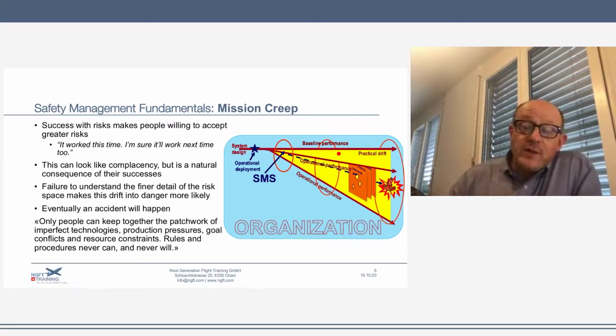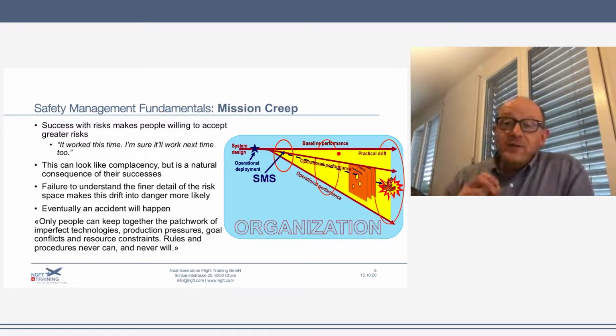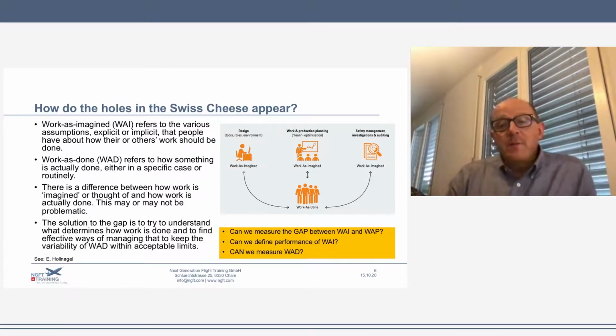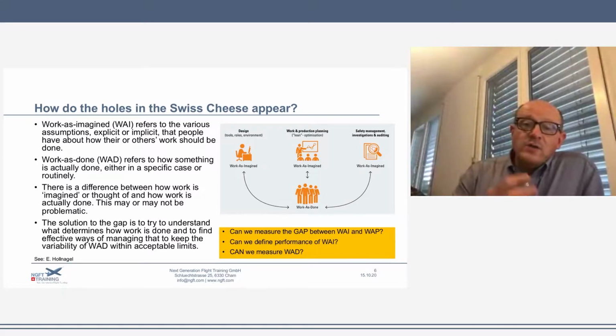This is what we call the problem of mission creep. Now, what we have to do, as you know, when we set up a safety management system, we have to define the baseline performance. And also we need to find a way how to measure deviations from the baseline performance. And that's basically what we're going to talk about in the next half hour or so. So with the mission creep, we have to ask, how do the holes in the Swiss cheese appear?